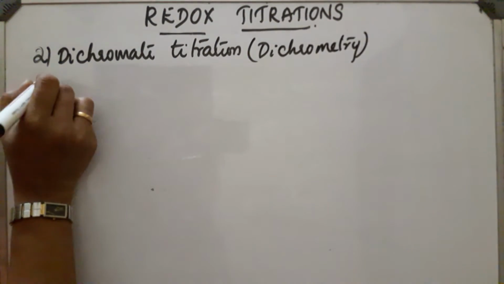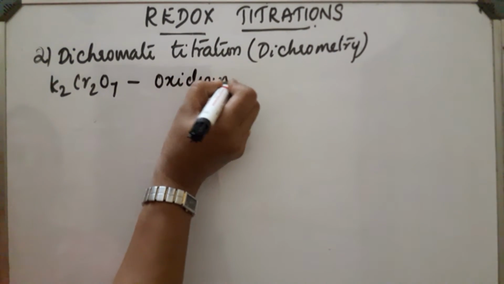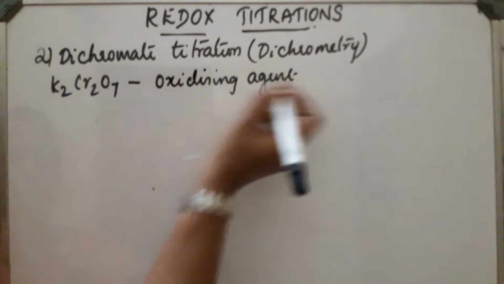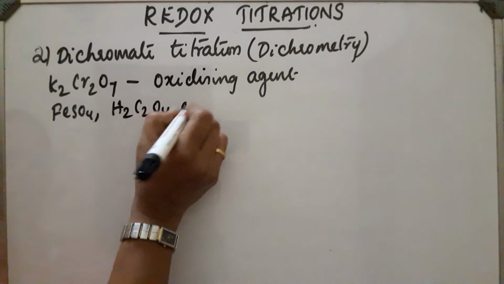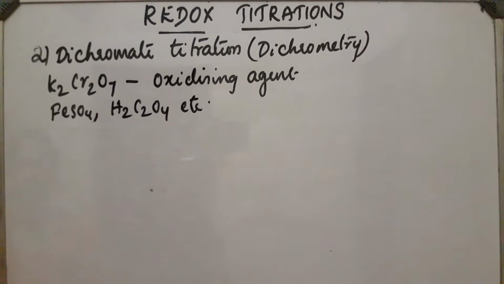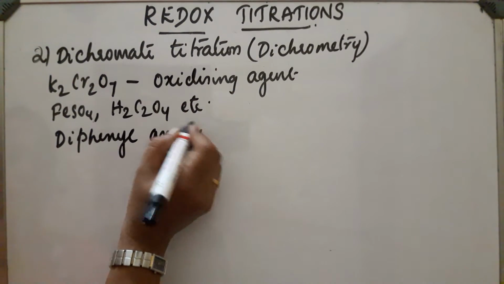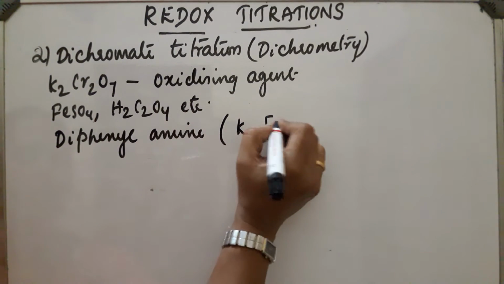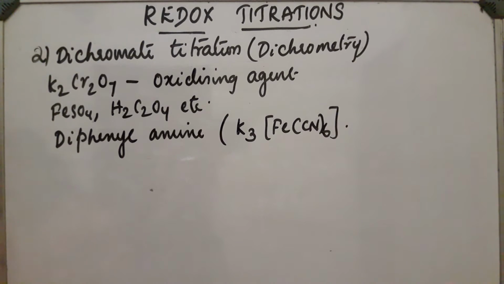Here potassium dichromate K2Cr2O7 is the oxidizing agent, which is titrated against reducing agents like FeSO4, oxalic acid, oxalate, etc. Here the reaction takes place in acidic medium. K2Cr2O7 is not a self indicator, so here we are using diphenylamine as indicator. After titration, at the end point, diphenylamine gives a blue color.